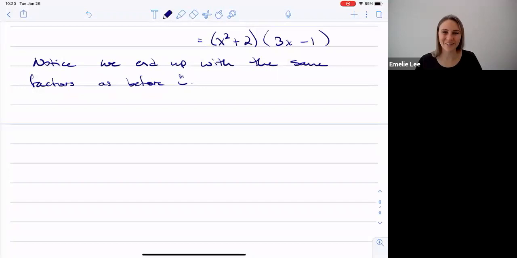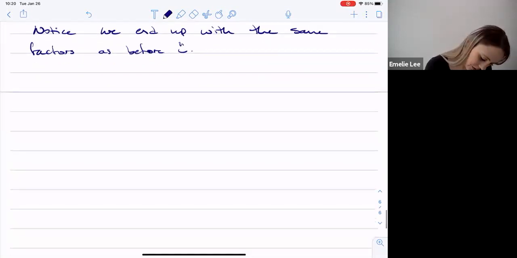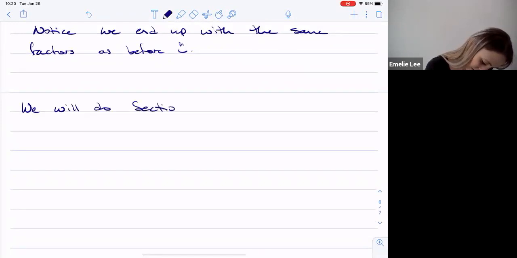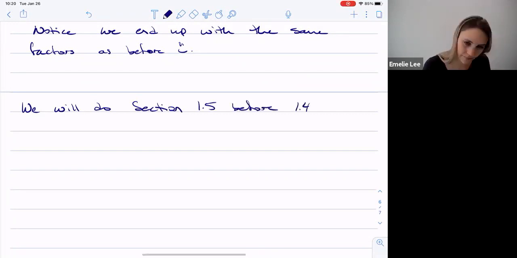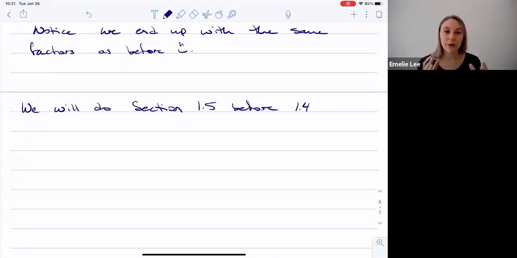Resume. Okay, here we go. So we're going to do this slightly out of order. We will do section 1.5 before 1.4, and it's only because it's going to be a way for us to introduce how to factor quadratics. But before we do that, let's talk about section 1.5.